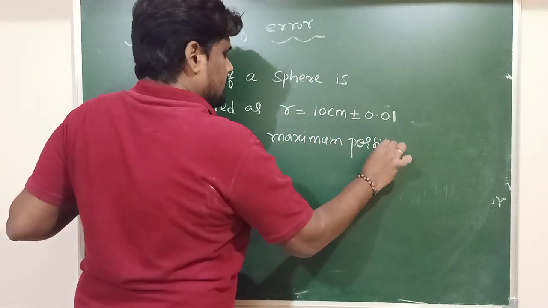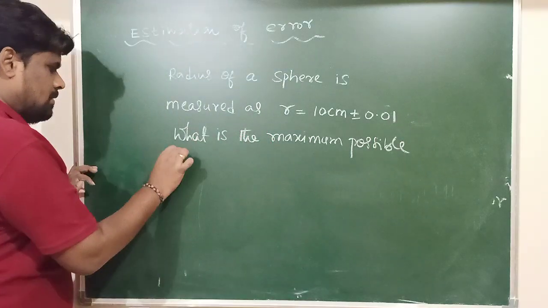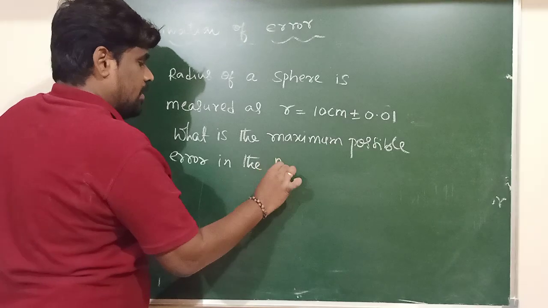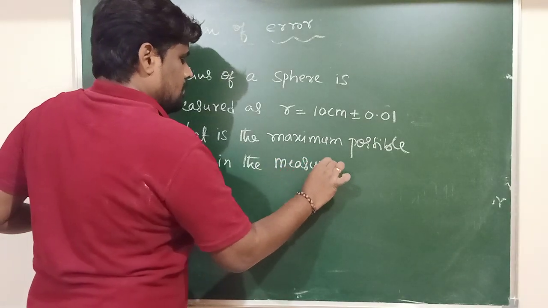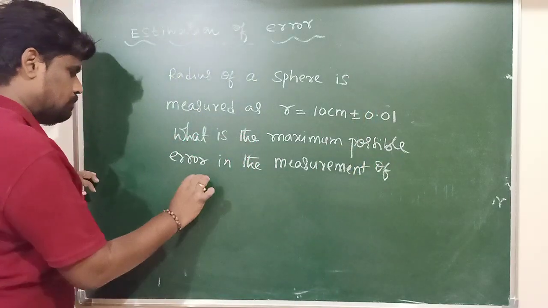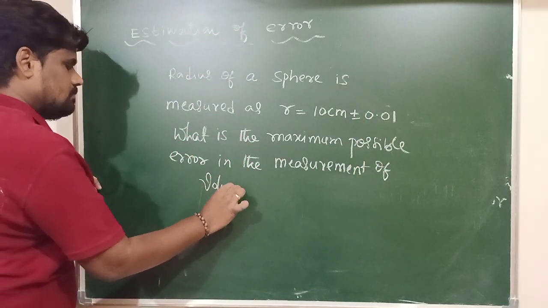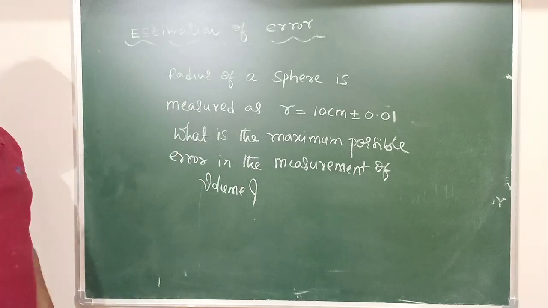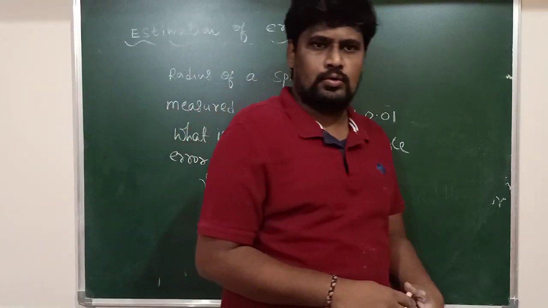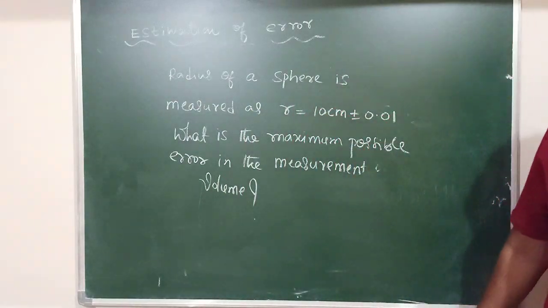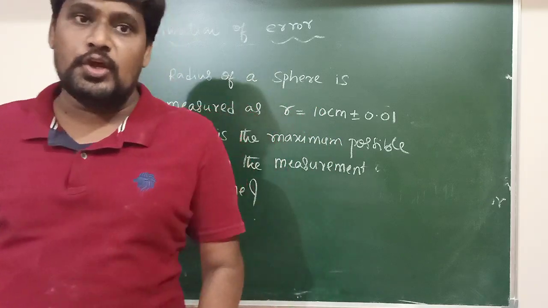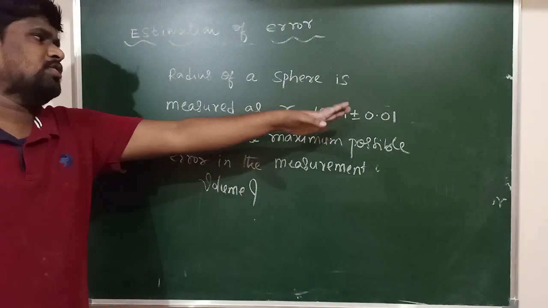Possible error in the measurement of volume. Now, the radius of the sphere is given, but they are asking you to determine the error in the volume. Error in the volume of a sphere is due to the error in the estimation of what?